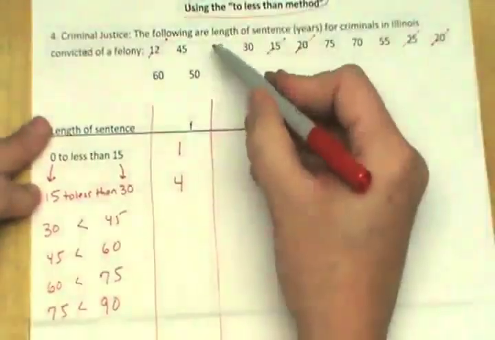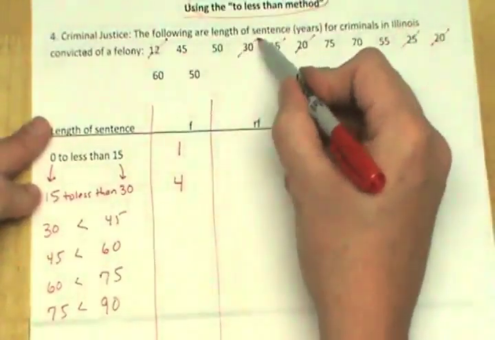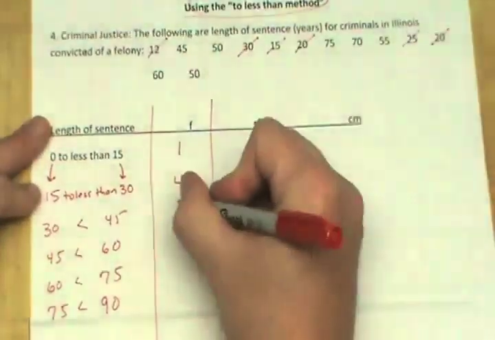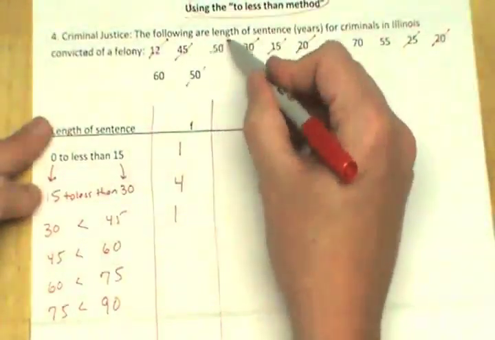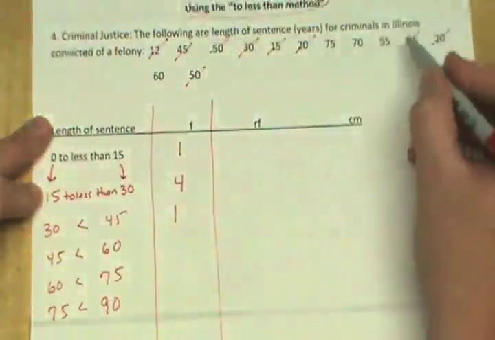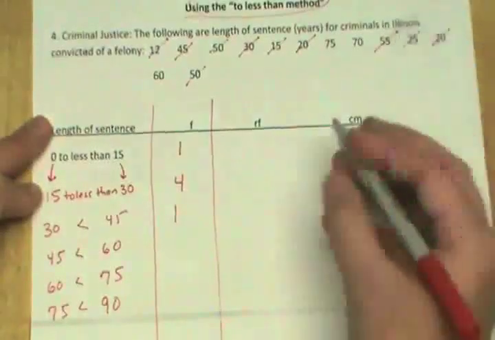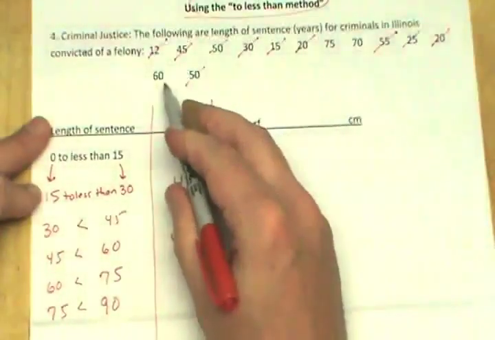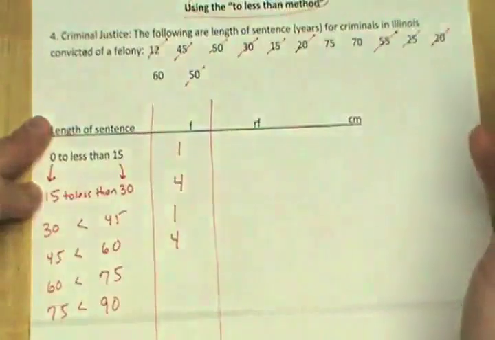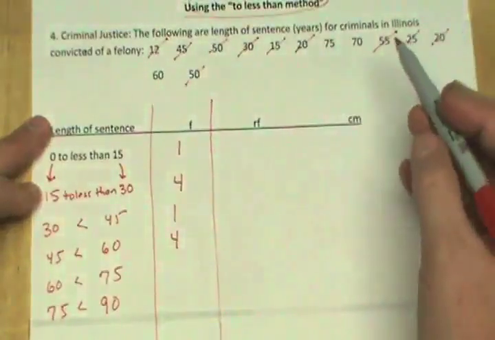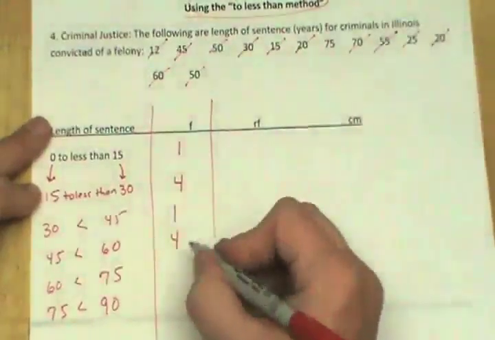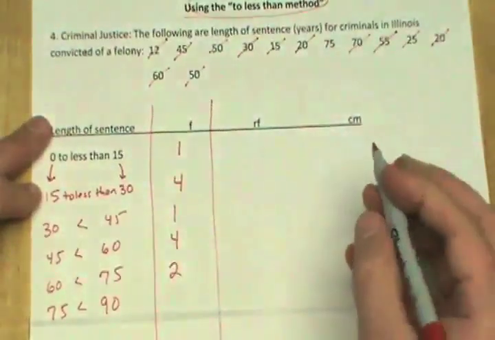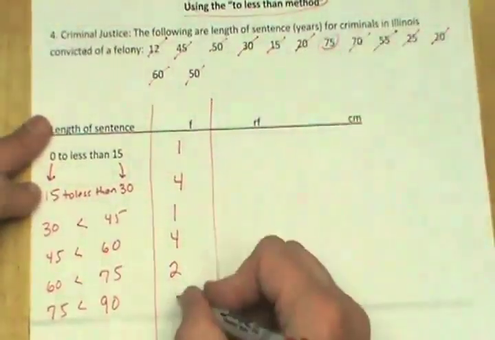30 to less than 45, 30 would be 1, and that would be it. 45 to less than 60, 1, 2, 3, 4. Again, I wouldn't count 60 because that's not less than. So now 60 to less than 75. So we're looking at 60 and 70, which would be 2. And then finally 75 to less than 90 would be 1.